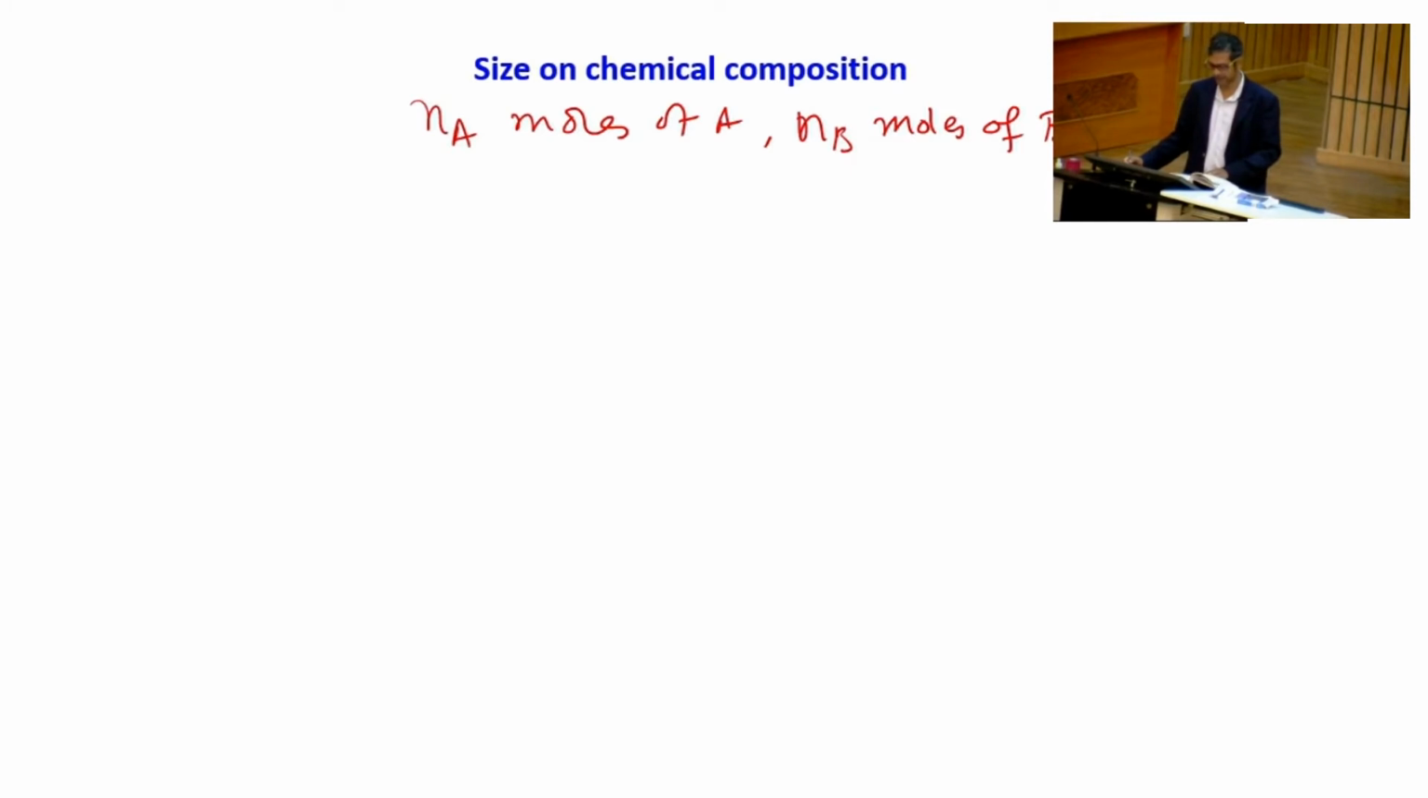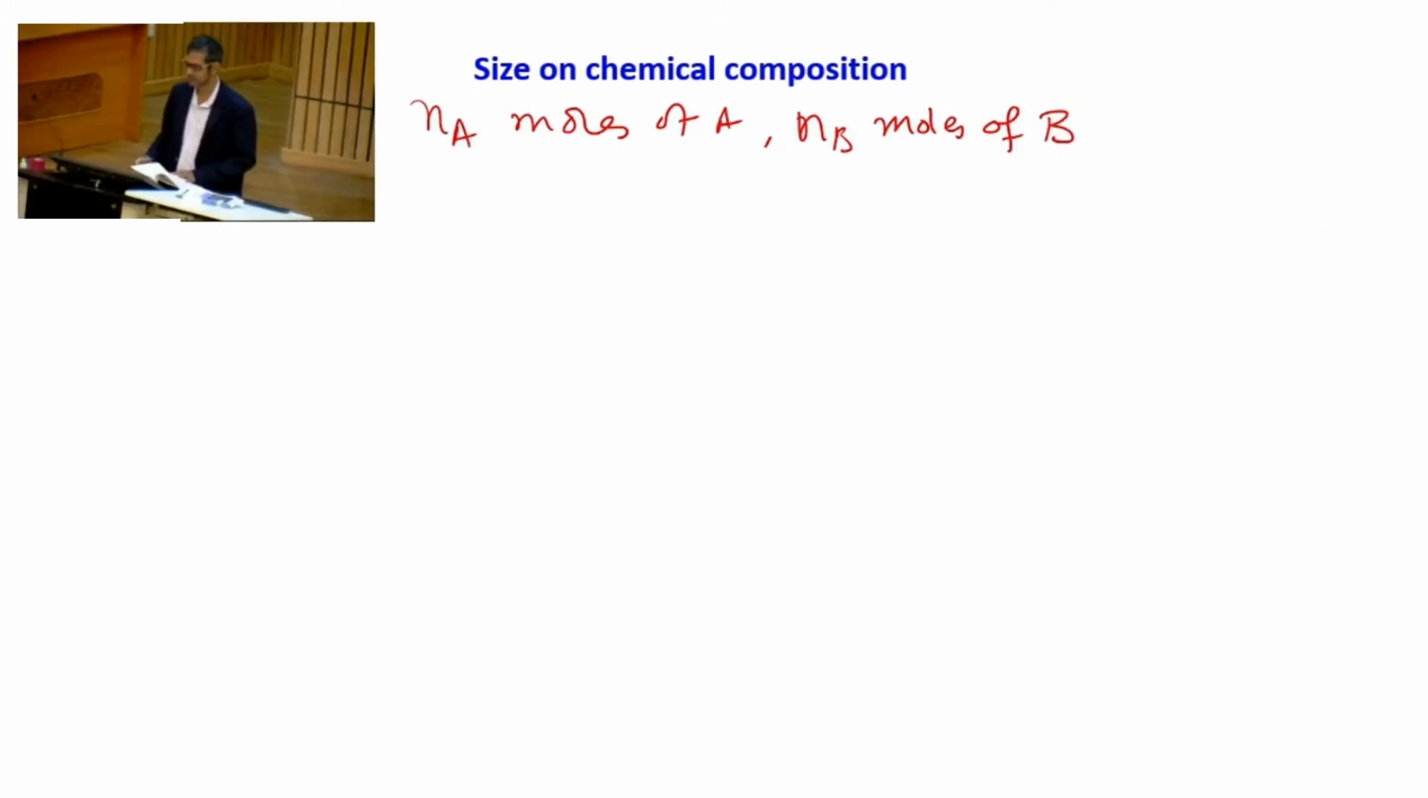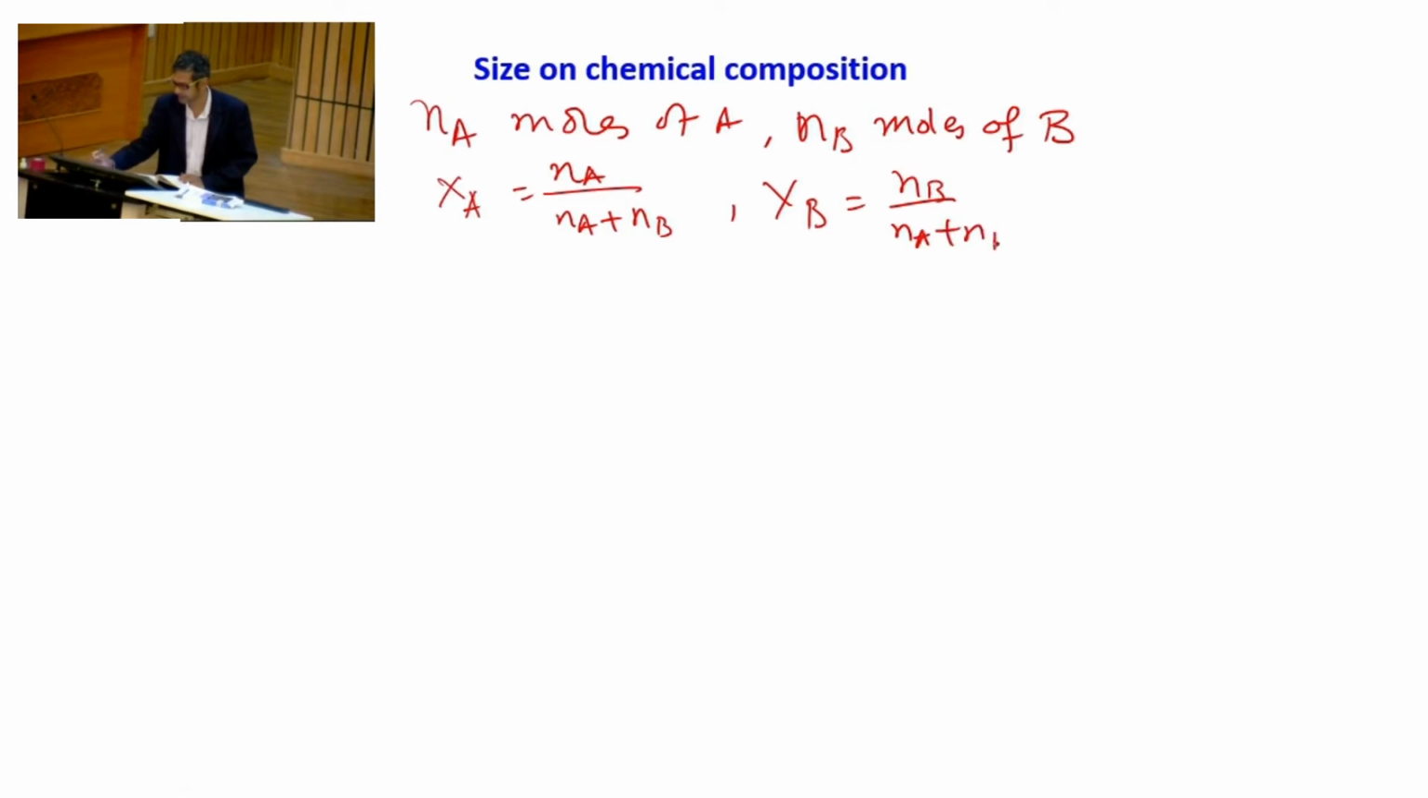Then we can calculate the mole fraction of A and B. If NA moles of A and NB moles of B exist in a solution, the mole fraction of A is XA equal to NA divided by NA plus NB, that is NA moles divided by the total number of moles. Similarly, XB equal to NB divided by NA plus NB, right?